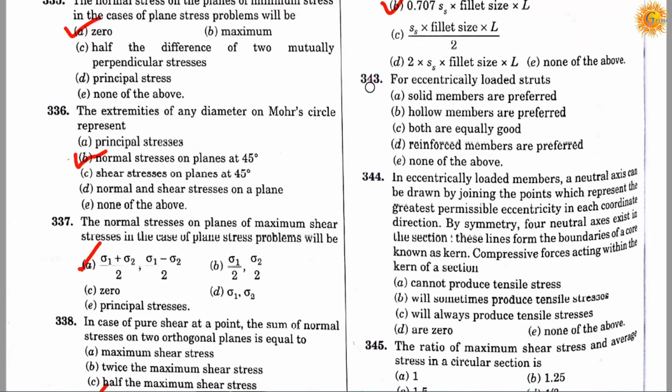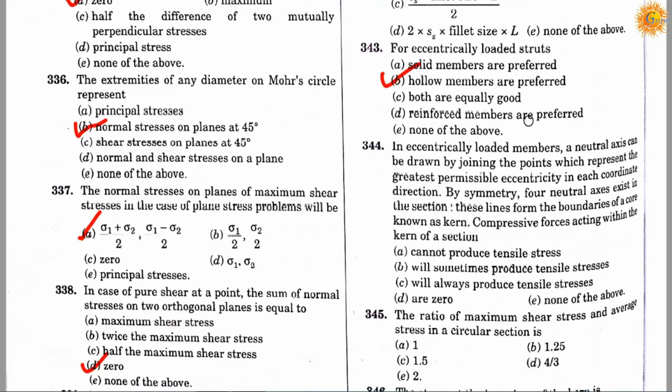Question number 343. For centrically loaded struts, option A, solid members are preferred. Option B, hollow members are preferred. Option C, both are equally good. Option D, reinforced members are preferred, and option E is none of the above. Correct answer is B. It will be hollow members are preferred.